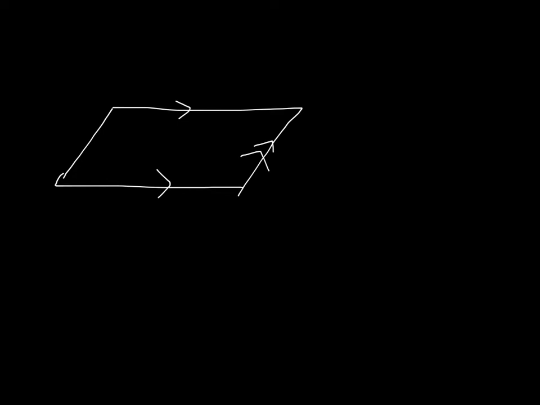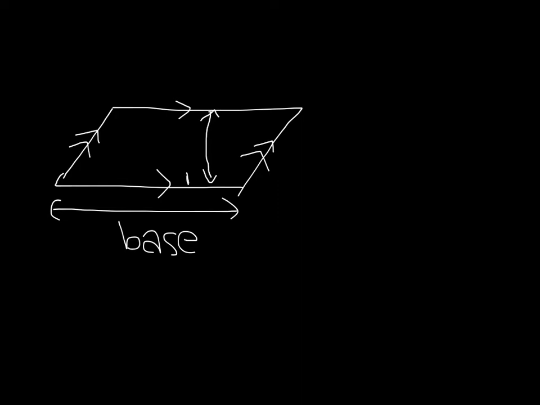And the last shape that you'll be asked about is a parallelogram. A parallelogram is a shape that has two pairs of parallel sides, and if we call this length the base, then the height is actually this distance that meets the base at right angles, so that is the height.